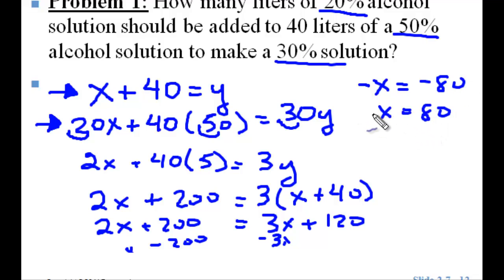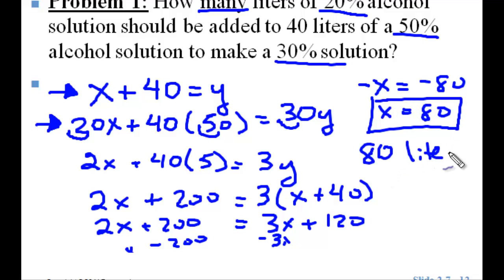So now we need to go back to the original problem and see what it's asking for. It's asking for how many liters of 20% alcohol solution should be added to 40 liters of 50% alcohol solution. So we're asking how many liters, and the answer is 80 liters. Be careful on this because the answer is not x equals 80. The answer is 80 liters.